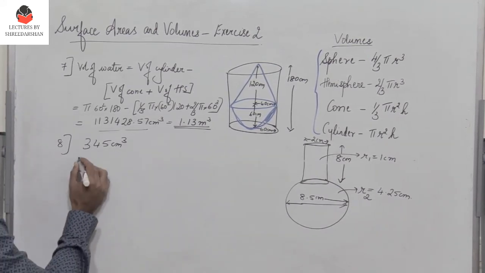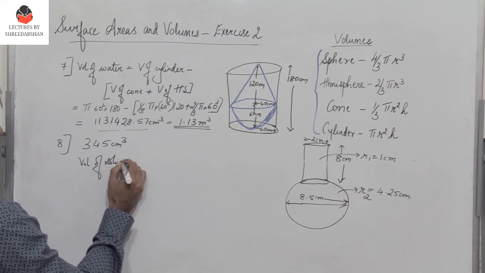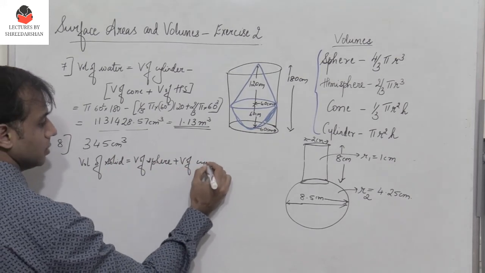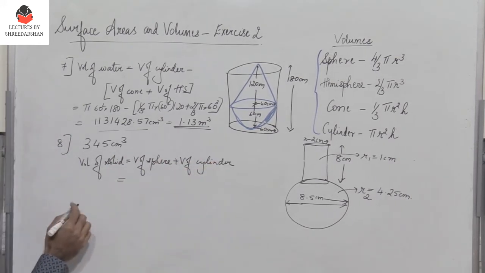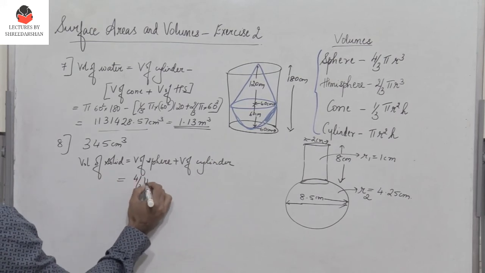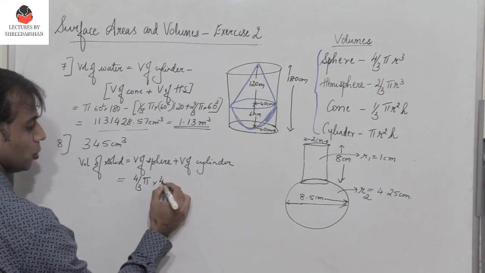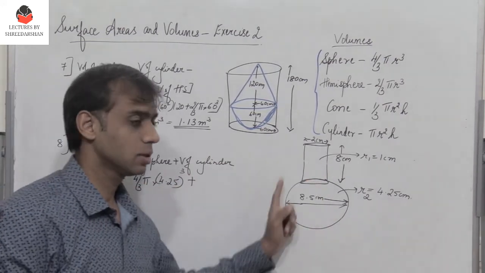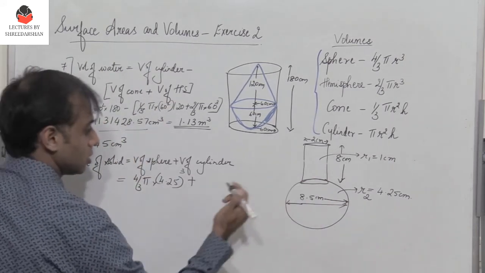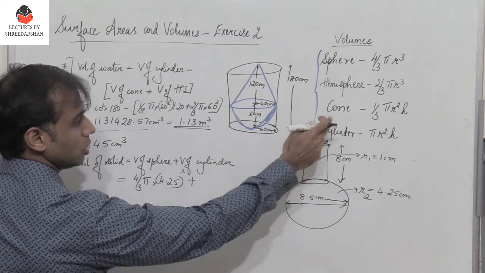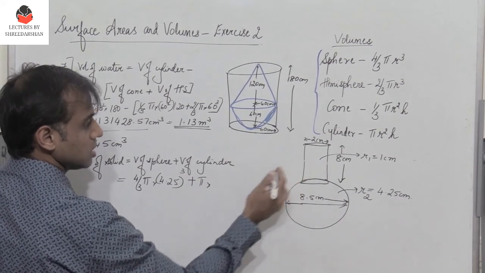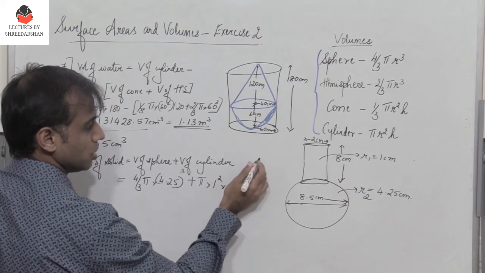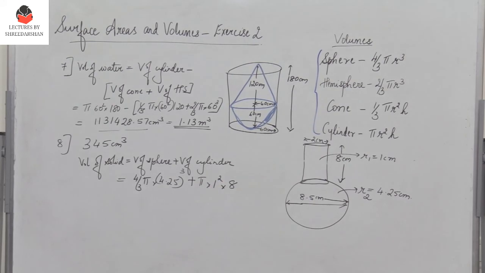Now the volume of the solid is nothing but the volume of sphere plus volume of cylinder. Now what is volume of sphere? The volume of sphere is 4 by 3 pi into the radius, 4.25, the whole cube. Right, so this is the radius of the entire sphere, isn't it? Which is R2. Plus the volume of the cylinder. So volume of the cylinder is pi into R square, so it's R1 square, which is 1 square, into H, which is 8. So this is the volume of the cylinder.